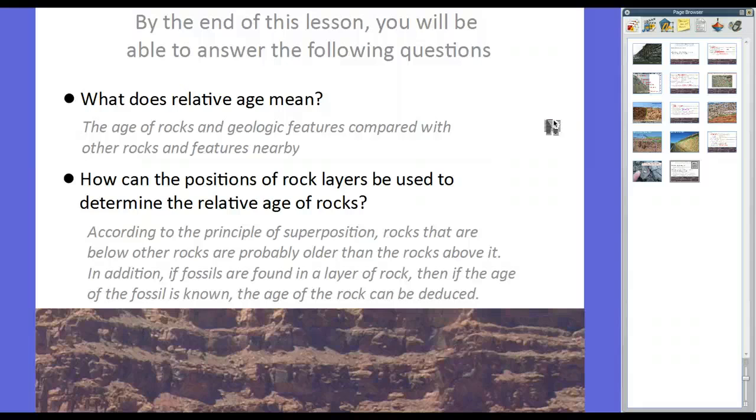So, all things considered, normally rocks lower in the strata, okay, the different layers of rocks, are going to be older than the rocks above it. In addition, if fossils are found in a layer of rock, and the age of the fossil is known, then the age of the rock can be deduced. So that's your lesson, Chapter 10, Lesson 2, relative age dating.